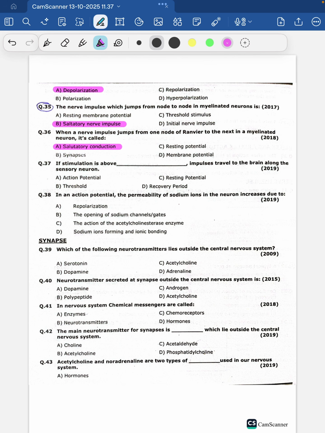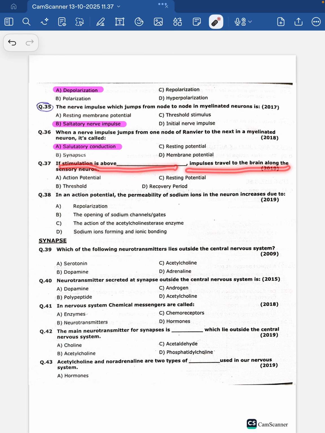If stimulation is above dash, oh, very important MCQ. If stimulation is above dash, impulses travel to the brain along the sensory neuron. Above the threshold, what stimulus is above the threshold?